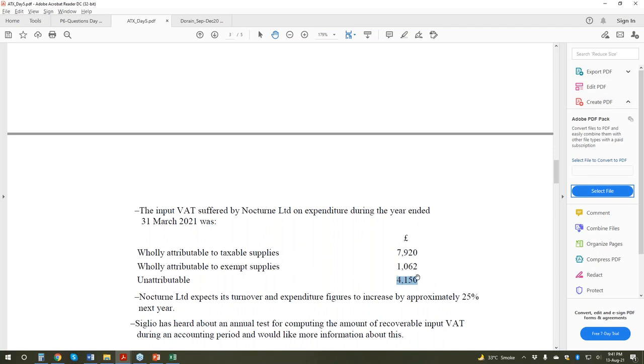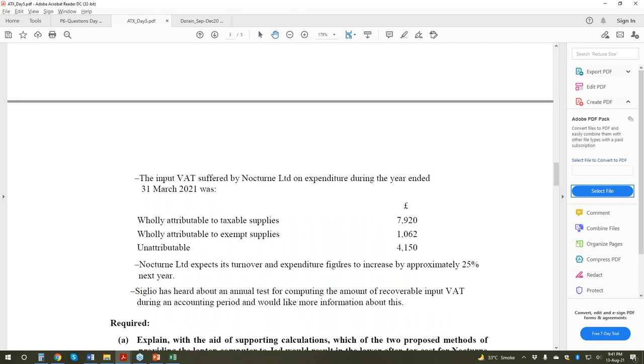So two amounts cannot be claimed: 14% of 4150, and 1062. Whatever is the total of both, this cannot be claimed. However, if we are able to pass any of the de minimis tests, then we will be able to recover the complete input VAT, whatever the sum of these three figures is. That is what the tests are for, and they are only applicable to partially exempt businesses, meaning businesses which are making both taxable and exempt supplies.